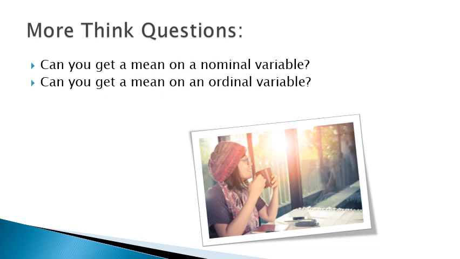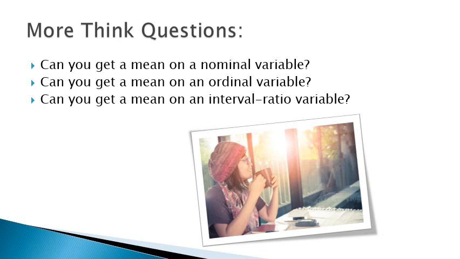Now that you're back, I want you to think about, can you get a mean on an ordinal variable? Pause and think about that for just a second. And can you get a mean on an interval ratio variable? This isn't to quiz you. This is for you to really understand what these numbers mean, what these types of variables mean, and how they all get related. So hopefully you took 10 seconds or whatever and actually thought about this.